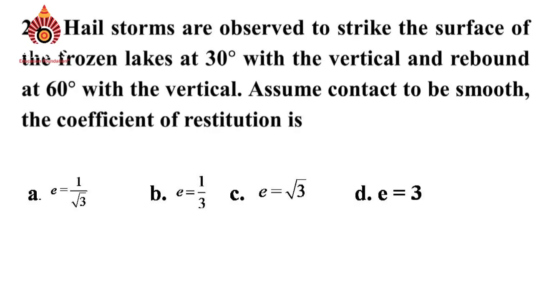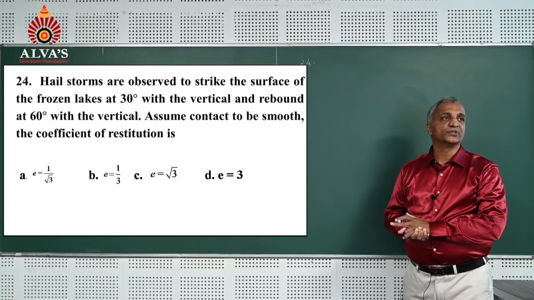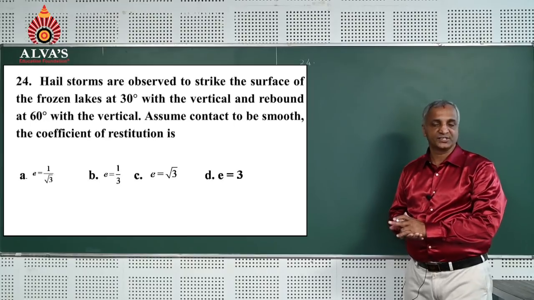Question number 24. Hailstones are observed to strike the surface of the frozen lake at 30 degree with the vertical and rebound at 60 degree with the vertical. Assume the contact to be smooth. The coefficient of restitution is.